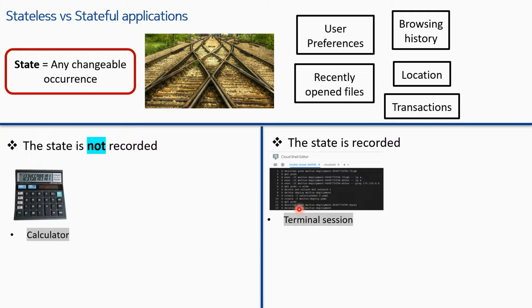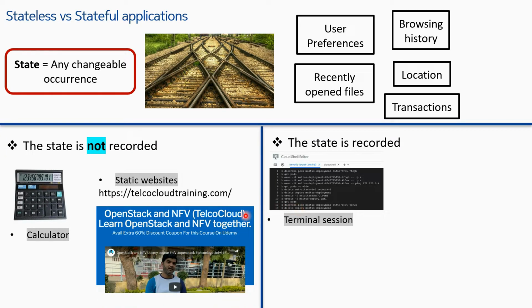Stateless versus stateful: for example, static websites like telcocloudtraining.com. This is a static website and a stateless application. Why? Because if you go to this website, it shows you the information you need, but it will not ask you for any information from your side. It will not ask for a username and password, and it will not track your location, because this is a static page. So all these static website pages are examples of stateless applications.